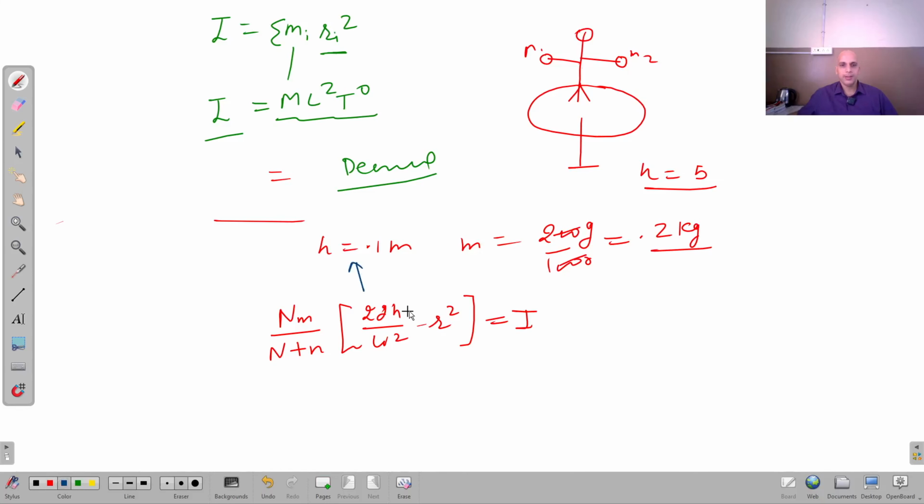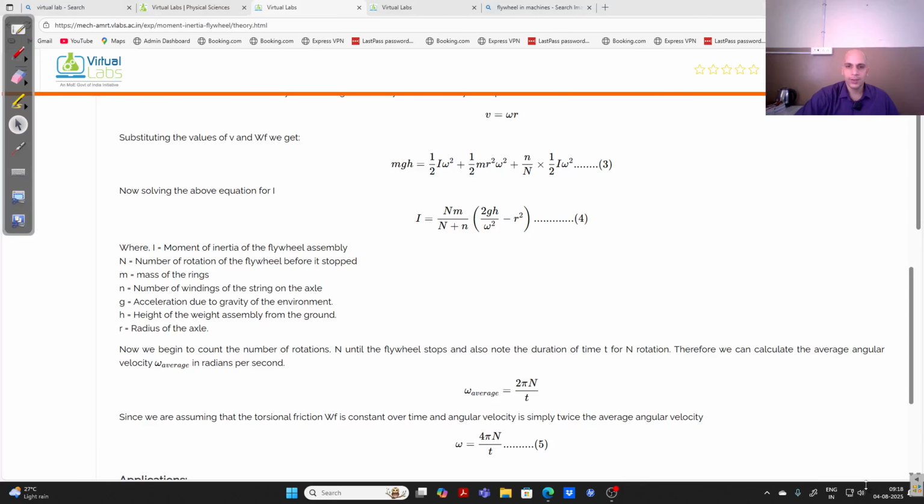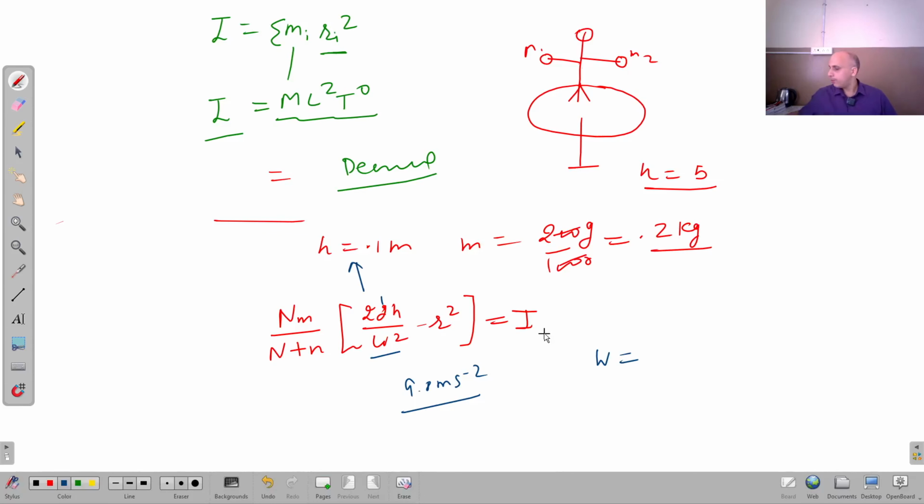So as I told you, h is this one, right? g is acceleration due to gravity, 9.8 meter per second square. w is angular velocity. We can calculate it by the formula that is given here: 4 pi capital N upon T. Capital N is the total number of revolutions that we will get when the flywheel is released. The mass is released from the flywheel, I will tell you. And T is the time taken for the flywheel to come to rest.